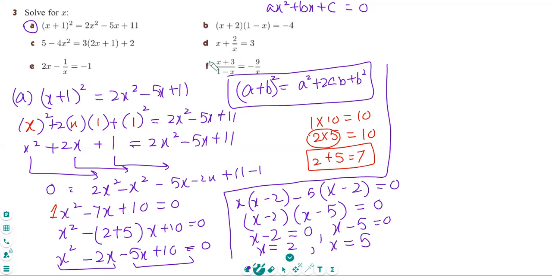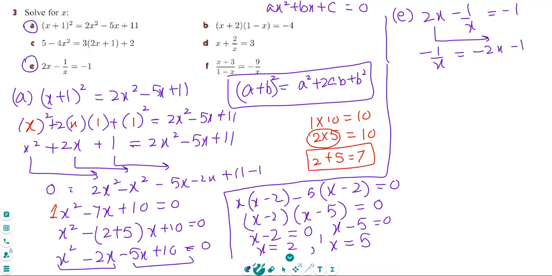Okay, now I'm going to solve this E part. In E part, I have 2x minus 1 over x equal to negative 1. So it's very easy. The best method is to make a single fraction on either side. Here we have this fraction. So if I take this 2x to the other side, it becomes negative 1 over x is equal to minus 2x minus 1. Now we have a single fraction on either side.